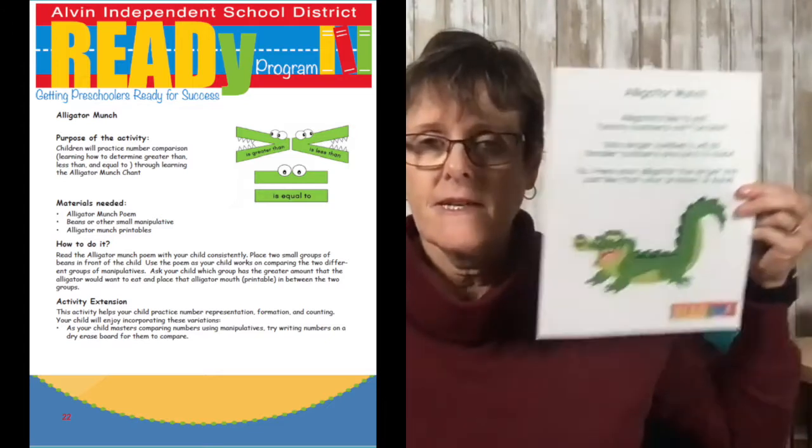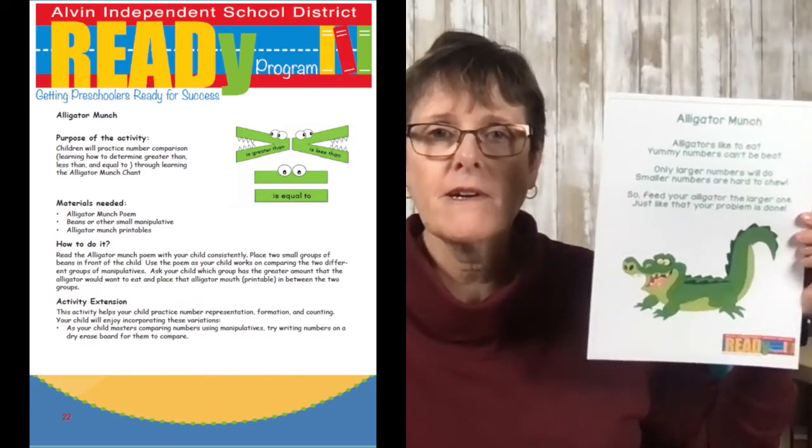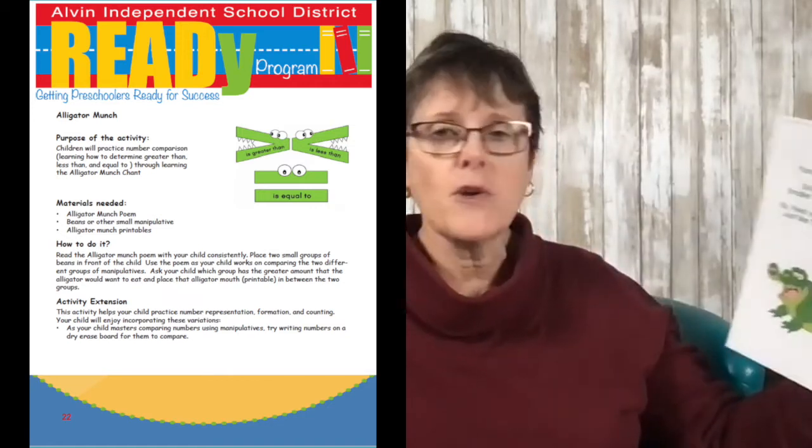Another thing you can do on the calendar is talk about predicting what number will come next. Is that number going to be more, or is that number going to be less? Is that number going to be higher or lower than the number that's already represented on the calendar? This week, we're going to introduce the concepts greater than, less than, and equal to. We're going to start this introduction with a poem integrating our literacy called Alligator Munch.